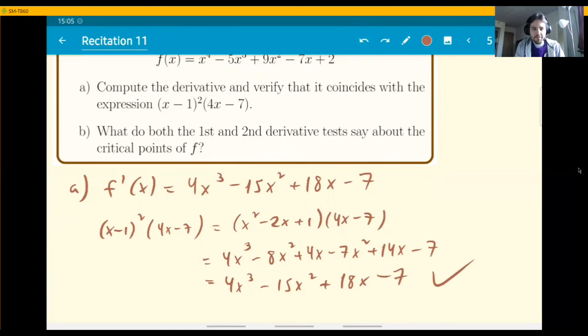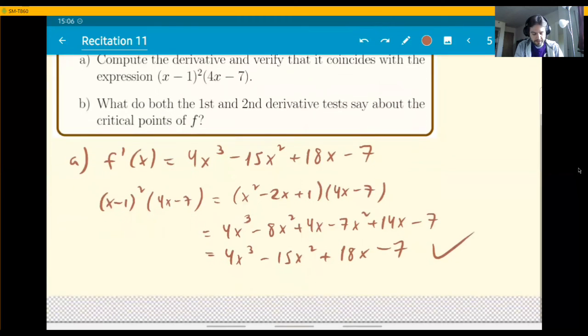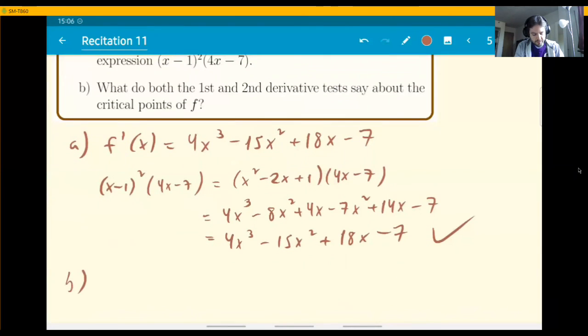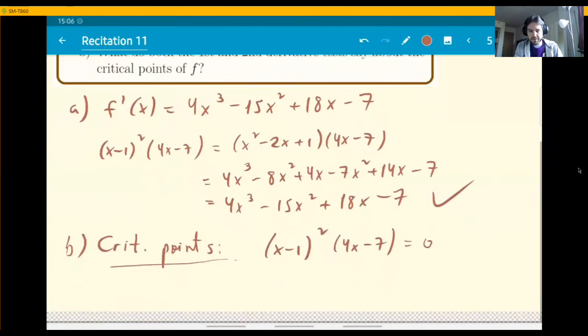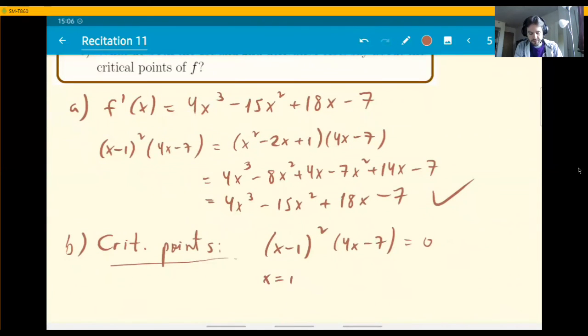And now B is asking you, what do both of the first and second derivative tests say about the critical points? They want us to find the critical points and apply both of the tests. So B, let's find those critical points. Now that we know the derivative in factored form, that's easy to solve. Critical points are locations where this is equal to 0. So either x equals 1 for the first term, or setting the second term equal to 0 will give you 7 over 4. There are only 2 critical points.